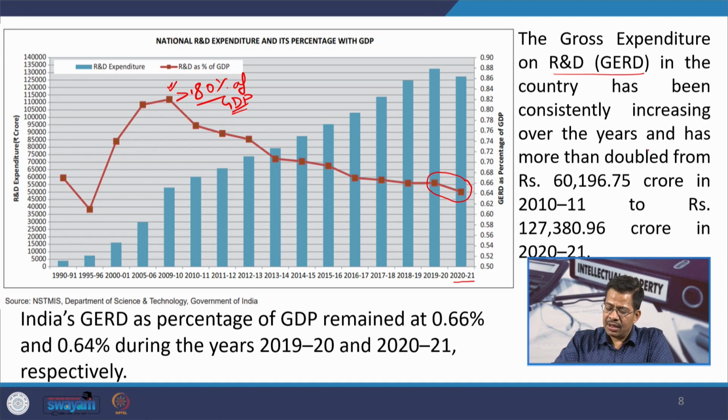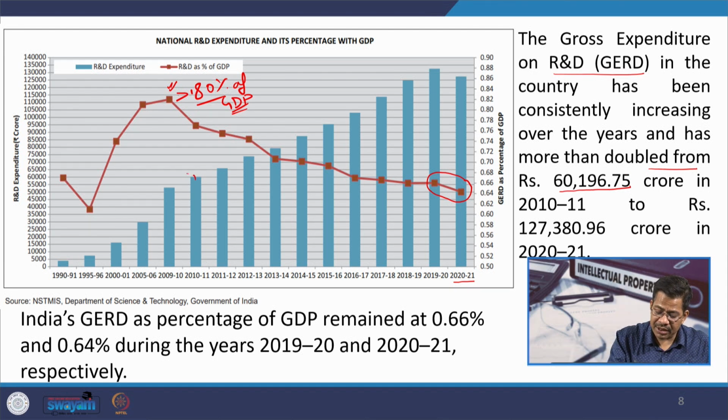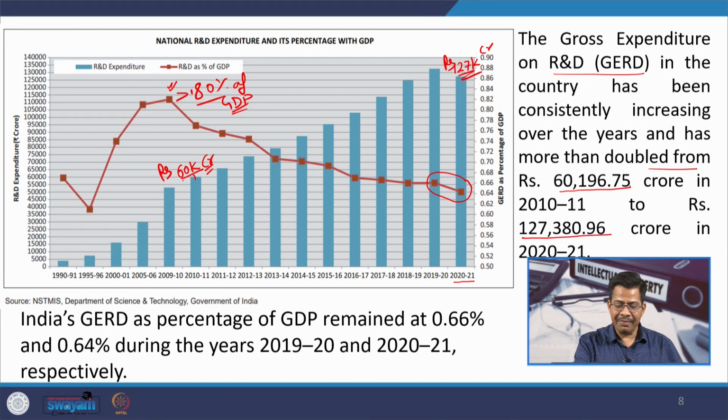increasing over the years, and it has doubled from 60,196.75 crores in 10-11, that is this point, around let us say 60,000 crores, to 1,27,380 crores in 2021, so here it is around 127k. So, you can say that from 60 to 127k crores, that is also required, otherwise this is half, and I am talking in terms of rupees, not in US dollars. So, the number has increased from 60,000 to 127,000.